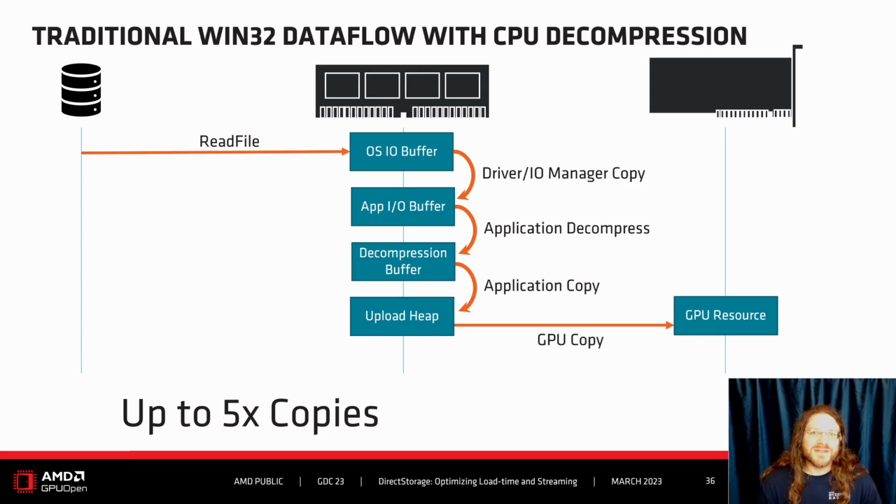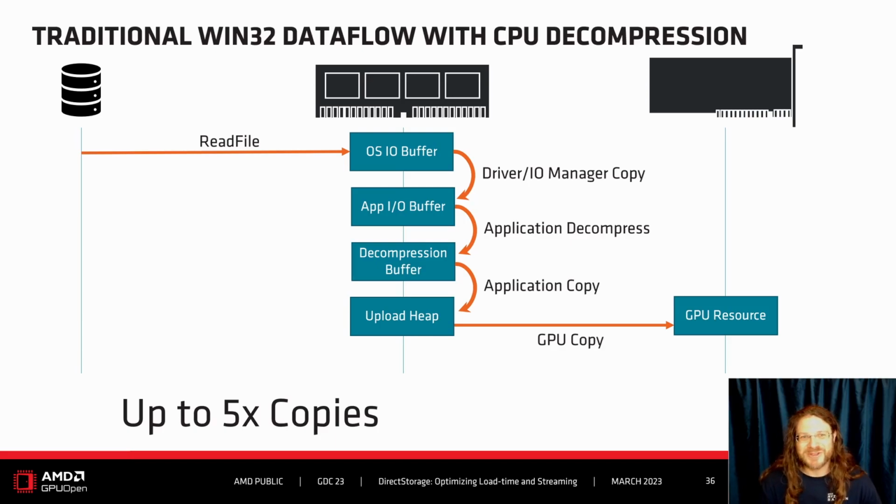If we add in CPU decompression to this common pipeline, which is common as well, it adds in another set of copies. So first, the application requests to read a file. That is read into an OS/IO buffer. The application IO, the driver or IO manager copy that into the application IO buffer. The application decompresses that into a decompression buffer, which is then copied into an upload heap, and a GPU copy is created into the GPU resource, and that is up to 5 copies.